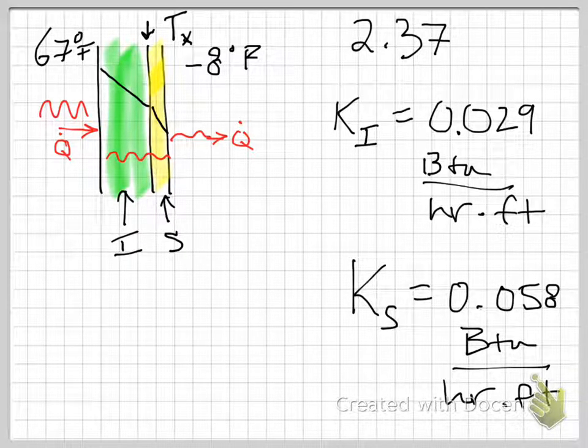You can see that the kappa for the insulation is smaller than that for the siding, and so the rate of temperature decrease is going to be greater across the insulation. You can see how I've drawn this with a steeper slope in the green insulation area than in the yellow siding area. And because our problem is using these units, these are both per hour foot degrees Rankine.